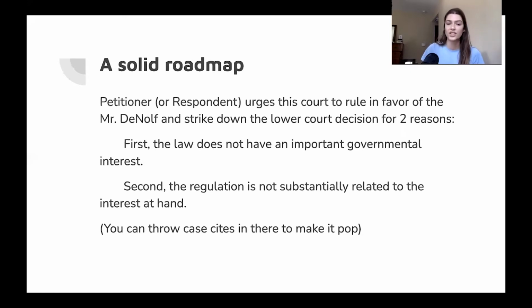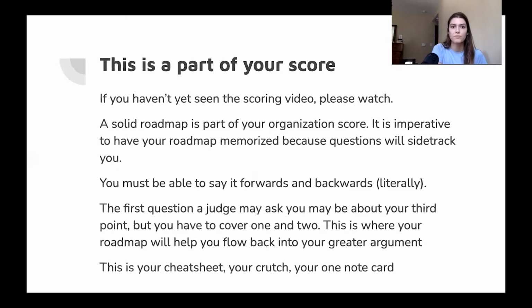So this is just an example for an intermediate scrutiny argument, and you might want to include cases in there. You could say, like, this law is not an important governmental interest with respect to the ruling in University of California versus Bakke. And those kinds of things just make your argument pop, and it kind of builds in a recognition for when you're going to mention these cases. It gives you a flow that you can follow.